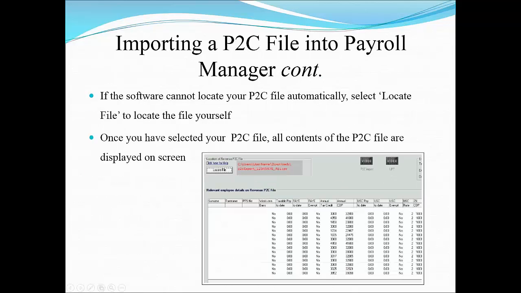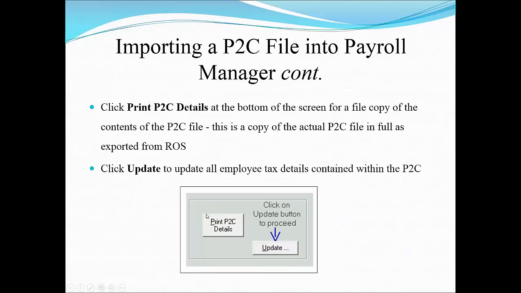Okay. So in the event that the software cannot automatically locate your P2C file for you, all is not lost. Basically, all you'll need to do is click on Locate File at the top left of the screen, okay, and just browse to where your P2C file has been saved. Once you select it, all the contents of the P2C file will be displayed on screen for you here as per the example here.